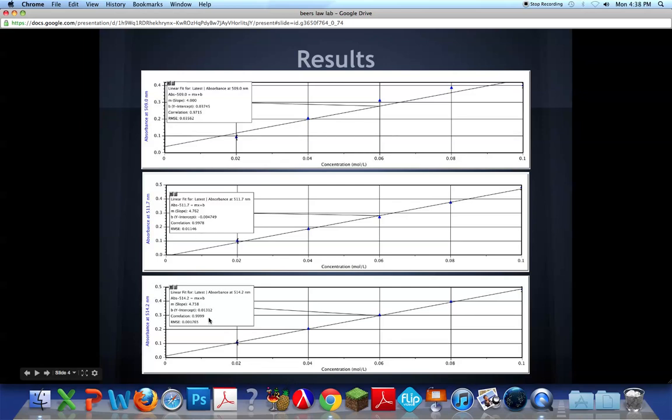And 0.9999. That's literally the highest we could get it, because getting 1 is simply unrealistic, especially in a high school setting. So we're going to use this one for our data just because it's the nicest and the best, and we get the best results from it. So this is the slope and the y-intercept that we'll use to calculate the unknown solution.